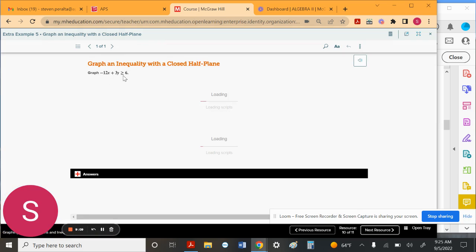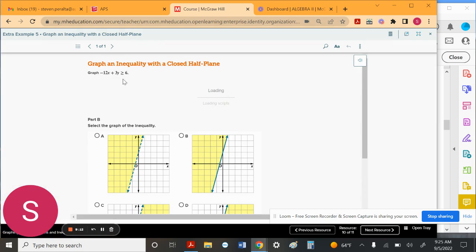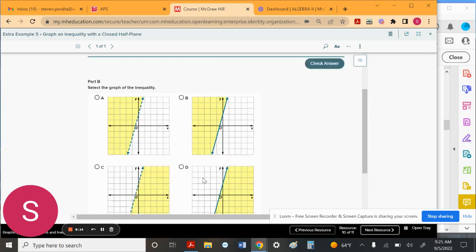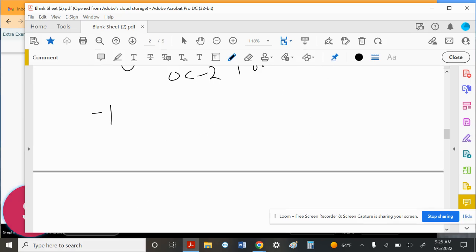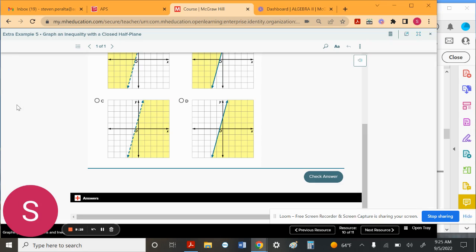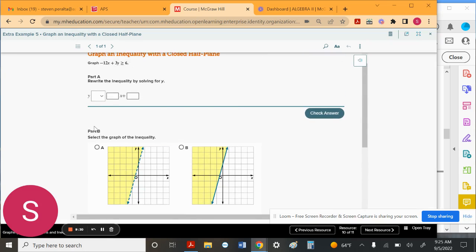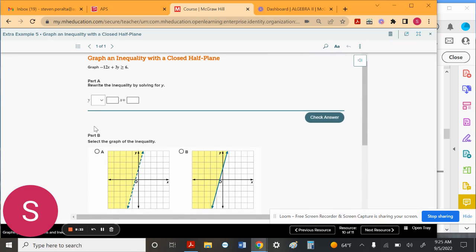So now we're going to do one last graphing with a closed half plane. That means it's going to be a solid line. How do I know it's a solid line? Because it says closed, but I also can see that it's solid because of that equal sign. So negative 12x plus 3y, and I think it's greater than or equal to 6. Negative 12x plus 3y greater than or equal to 6.